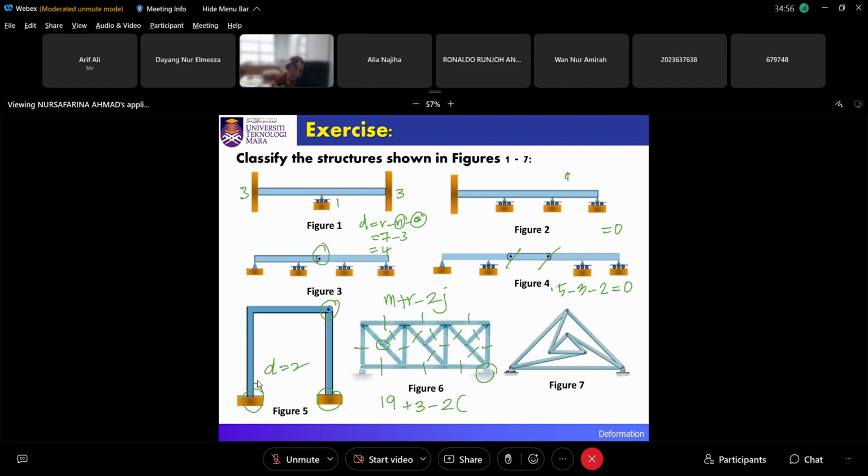No, 11. It's 11, including the reaction, the support. Yes, it's a joint between the member and the support. Okay, so it's 11. So what you get is determinate. Okay? Alright, thank you.